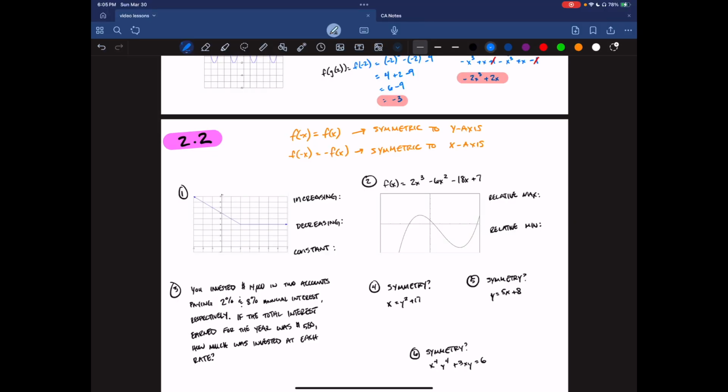Hey guys, and welcome to 2.2. We're going to look more at functions and their graphs today. So in 2.2, there's a lot of conversation about symmetry. So let's talk about that.